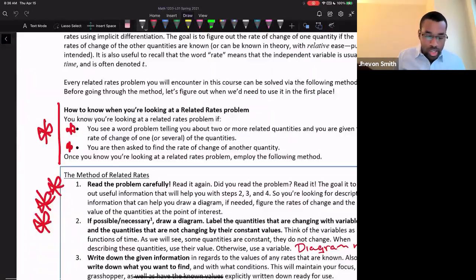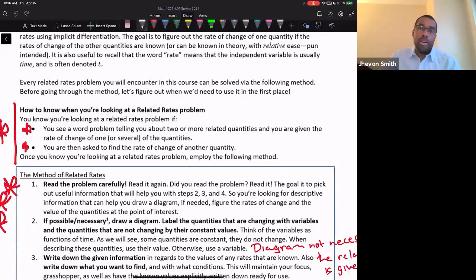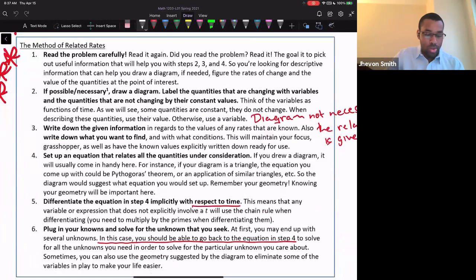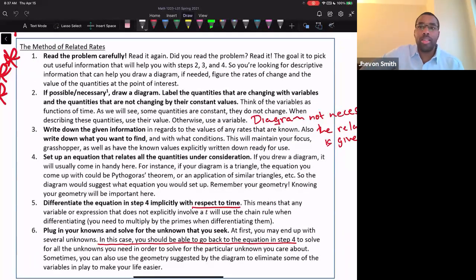We know we're looking at a related rates problem if the word problem does this: you're told about related quantities, you're given the rates of change of some of them, and you're asked about the rates of change of some other one. Once you know that's going on, you go through this 6-step process, always in this order. So it's just something for you to know.